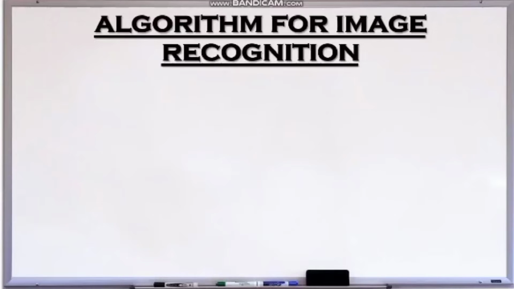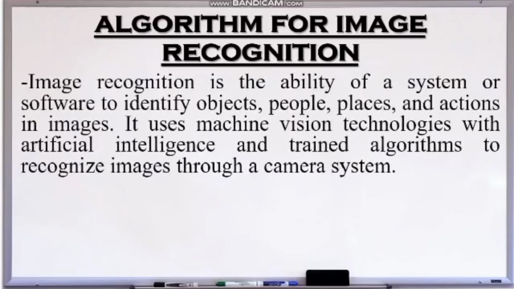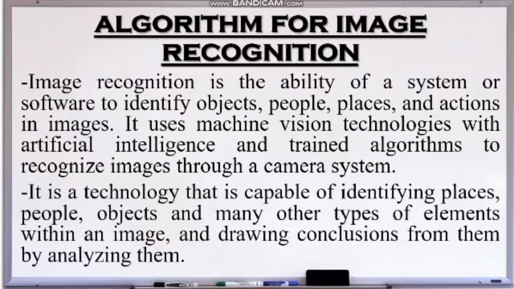Algorithm for image recognition. Image recognition is the ability of a system or software to identify objects, people, places, and actions in images. It uses machine vision technologies with artificial intelligence and trained algorithms to recognize images through a camera system. It is a technology that is capable of identifying places, people, objects, and many other types of elements within an image and drawing conclusions from them by analyzing them.